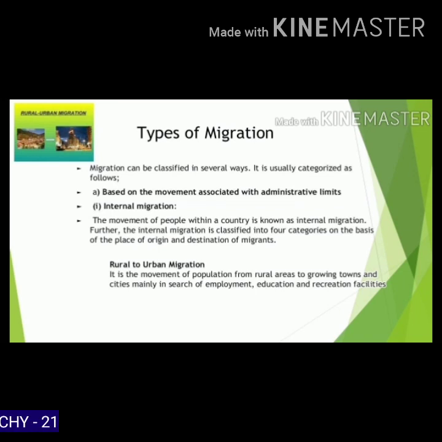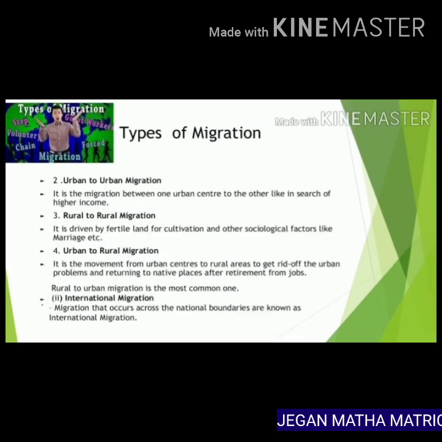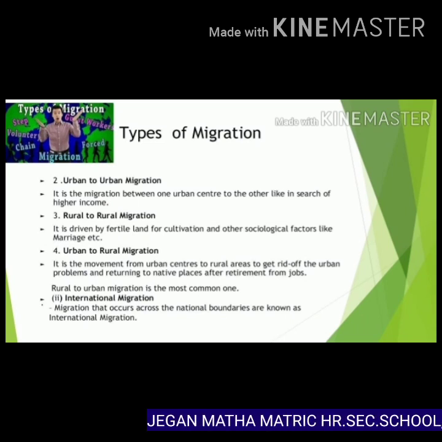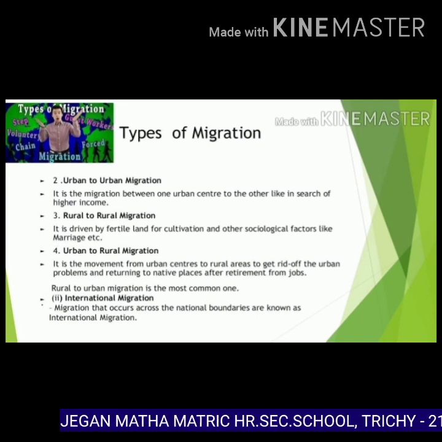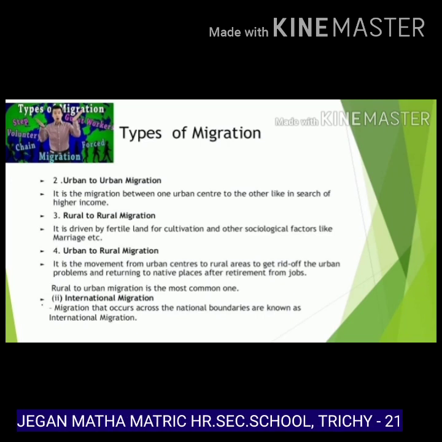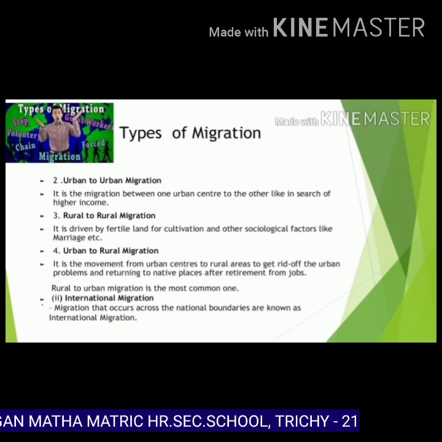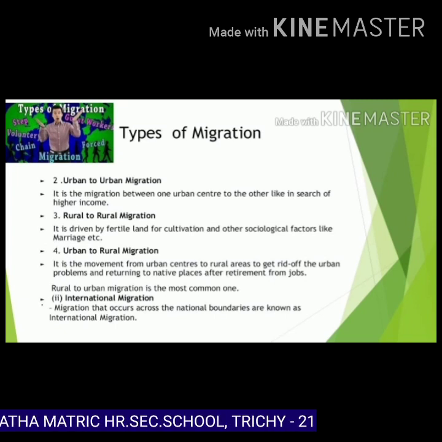Rural to urban migration. It is the movement of population from rural areas to growing towns and cities, mainly in search of employment, education and recreation facilities. Next one is urban to urban migration. It is the migration from one urban center to another, like in search of higher income. Rural to rural migration. It is driven by fertile land for cultivation and other sociological factors like marriage, etc. Urban to rural migration. It is the movement from urban centers to rural areas to get rid of urban problems and returning to native places after retirement from jobs.